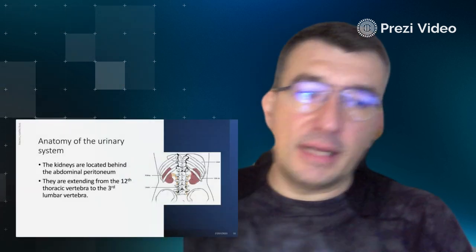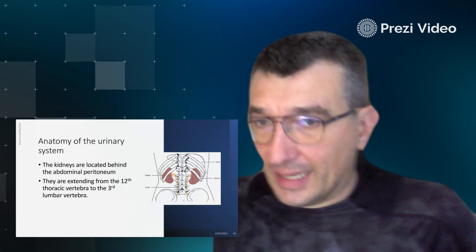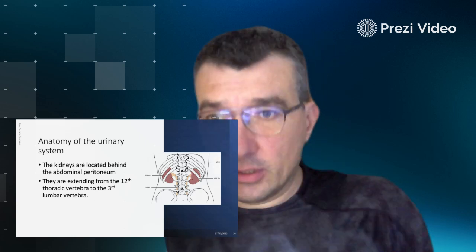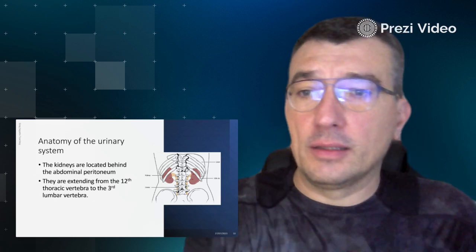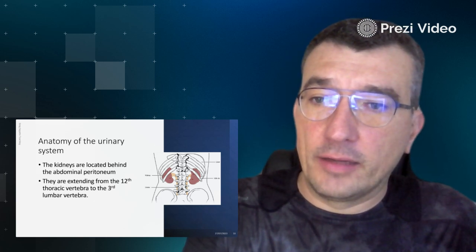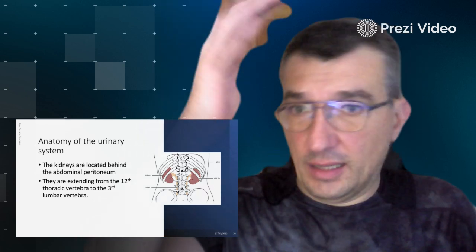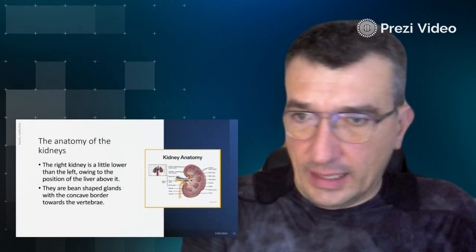Now, another topic that I will discuss with you is the anatomy of the urinary system. We know that the kidneys are located behind the abdominal peritoneum, looking from the front view, and in front of ribs 11 and 12, the floating ribs, and beside the vertebrae, from T10, T11 to L3.